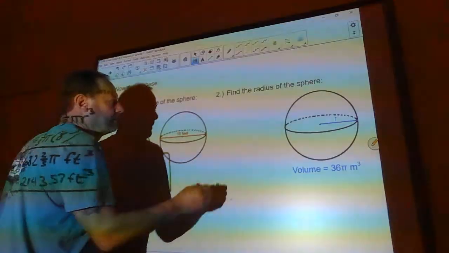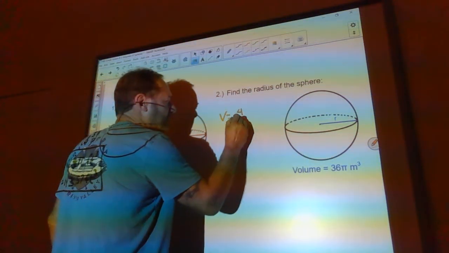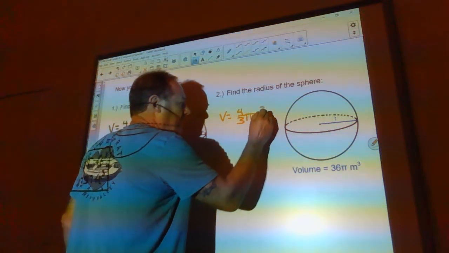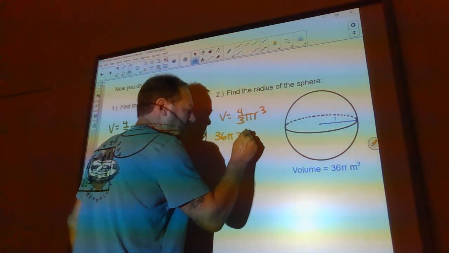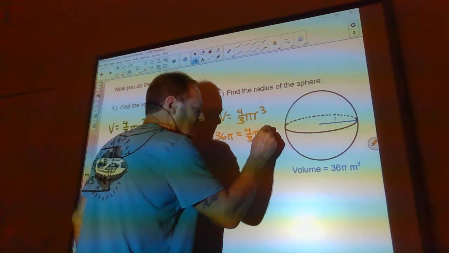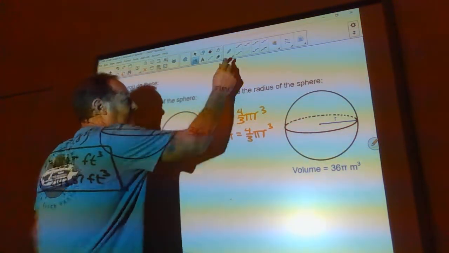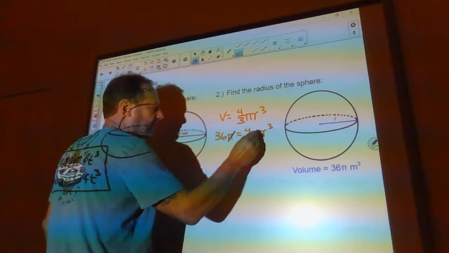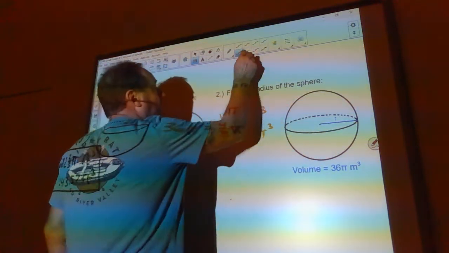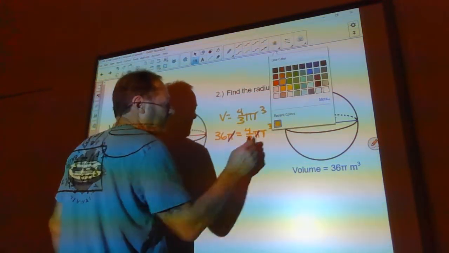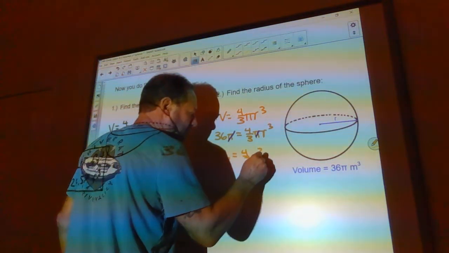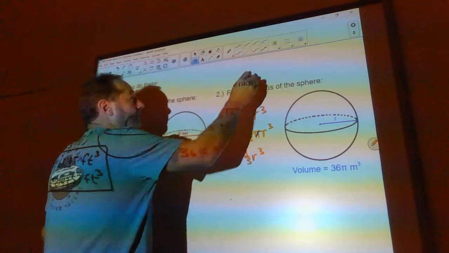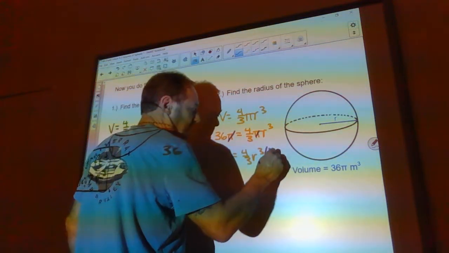For this one here, volume is 4/3 pi r cubed, and we've got 36 pi as our volume. Again, since I've got a pi on both sides, I can just divide that out. So this 36 is 4/3 r cubed. And I get rid of the 4/3 by multiplying by 3/4.